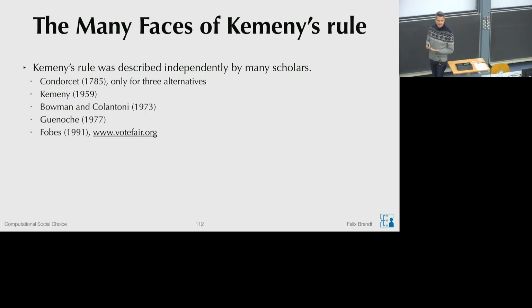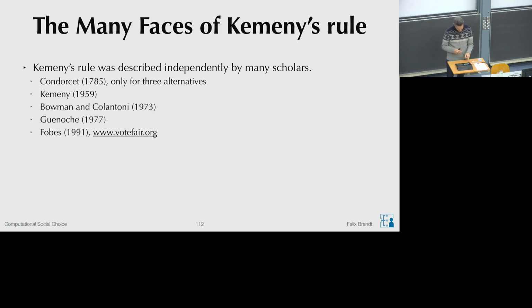And for three alternatives, it's definitely Kemeny's rule. For more than three alternatives, he didn't quite get it right. But Young's argument was that he was describing the maximum likelihood social preference function, and that would be Kemeny's rule, as he has shown. So Condorcet can also be seen as the source of Kemeny's rule. Sometimes this rule is also called the Condorcet method for that reason. Then, of course, Kemeny himself, and then there are a couple of other authors.